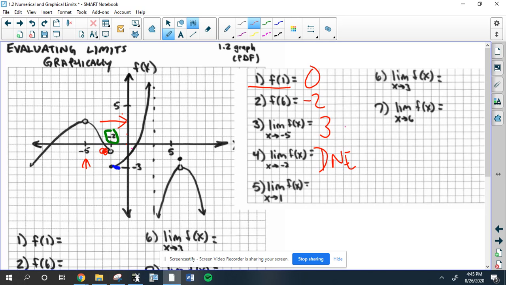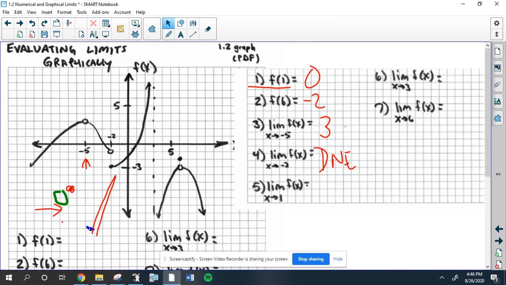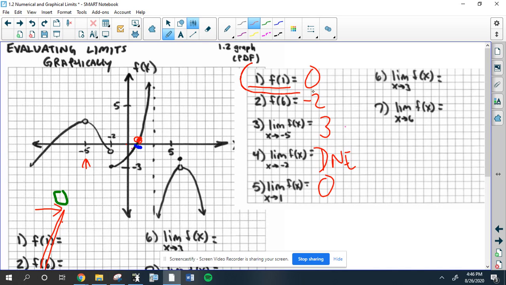Now we're going to approach 1. So as you approach x equals 1 from the left, we're stopping here. As you approach 1 from the right, we're stopping here. They match at 0. So that's the limit. Now, remember the first thing we did was what is f of 1?